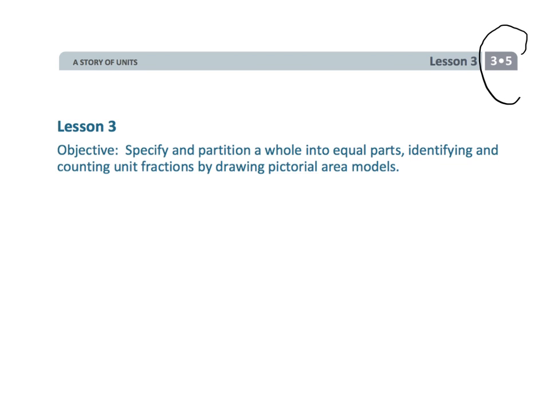Right, this is grade 3, module 5, lesson 3. And in this lesson, we're going to be looking at shapes, and we're going to be identifying the fraction. And we're going to be doing it by counting a bunch of unit fractions and putting them together to essentially make something that is no longer a unit fraction.